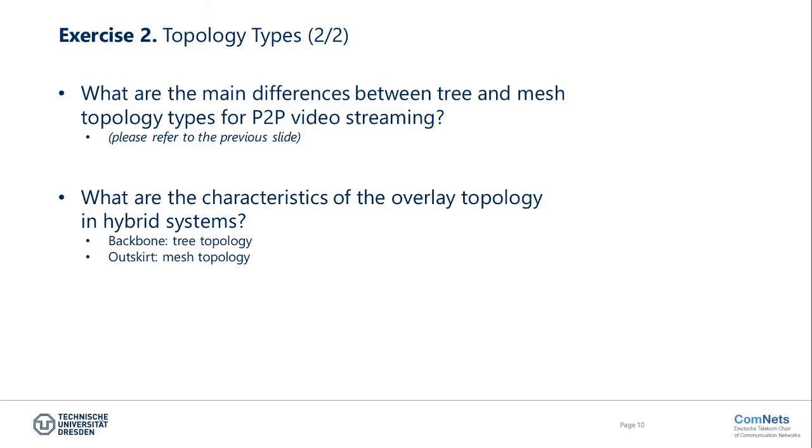So in this way, the hybrid system can combine the advantages of both types of overlay topologies: more connectivity for the outskirts, which use the mesh topology, and the tree topology for the backbone to provide low latency.